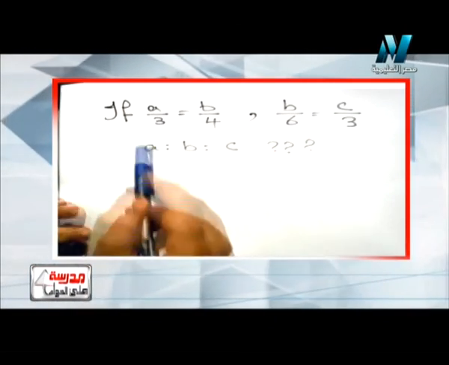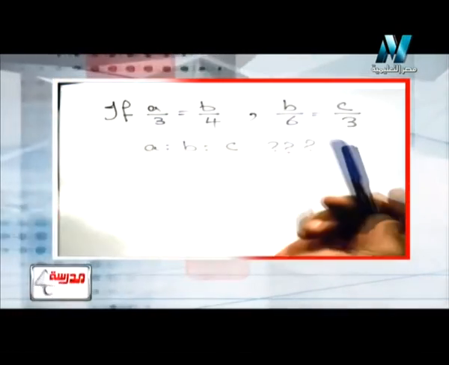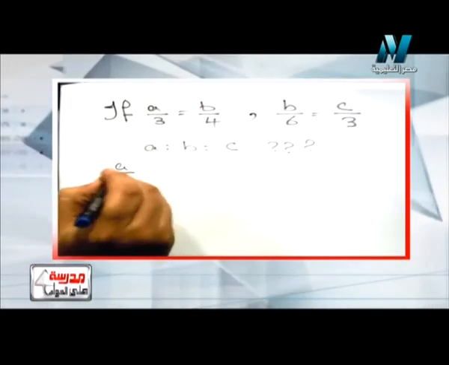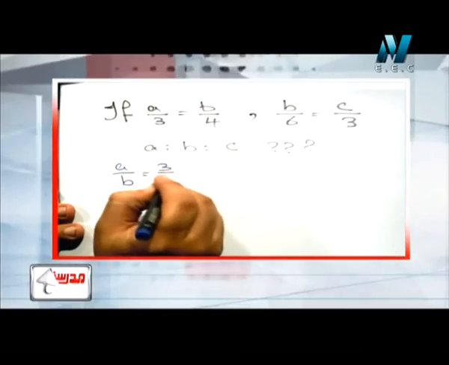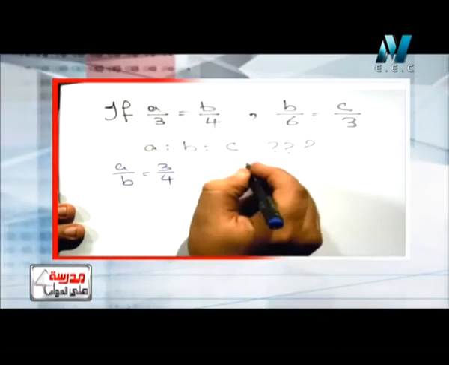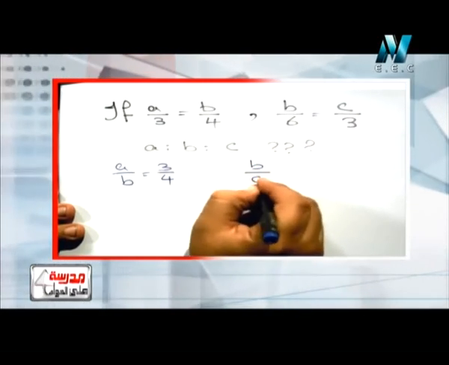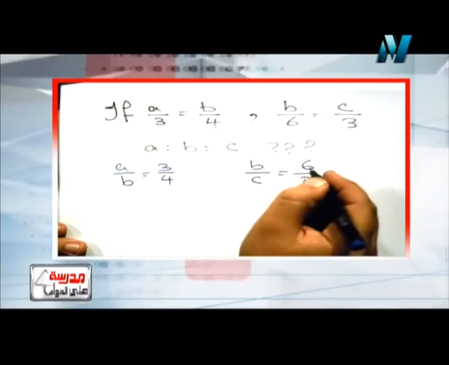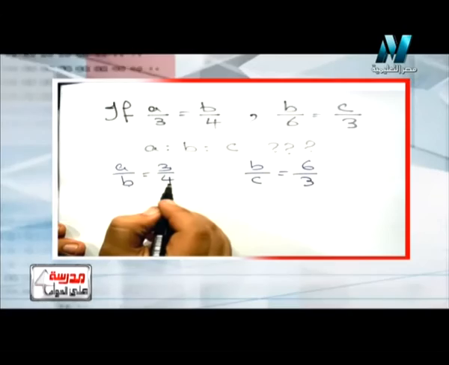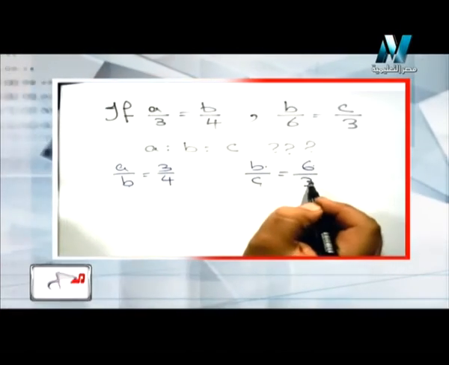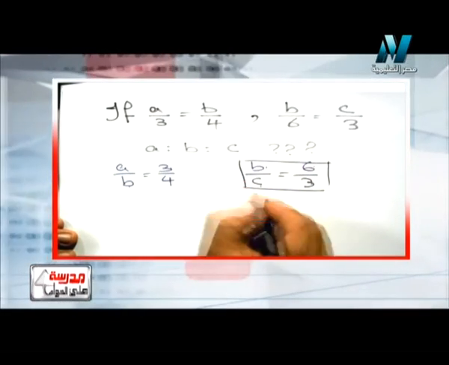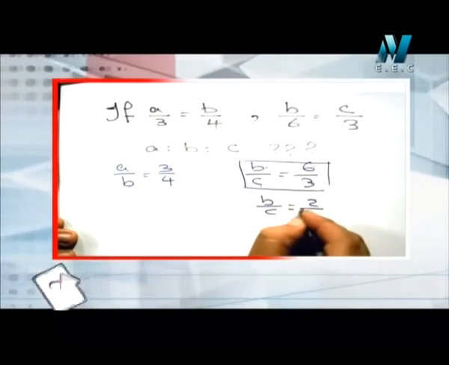So how can I find A to B to C, as we have here two ratios or two proportions? For the first proportion, A over B equals 3 over 4. And for the second proportion, B over C equals 6 over 3. As you see here, A over B equals 3 over 4 and B over C equals 6 over 3, or maybe equals 2. I can write this in another way. B over C equals 2 over 1.